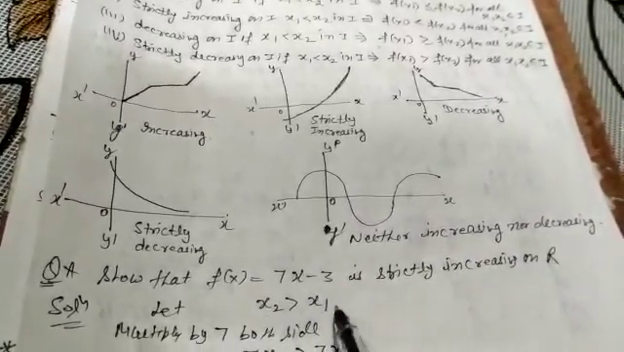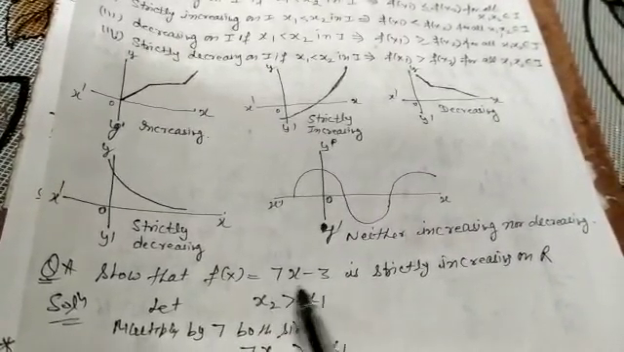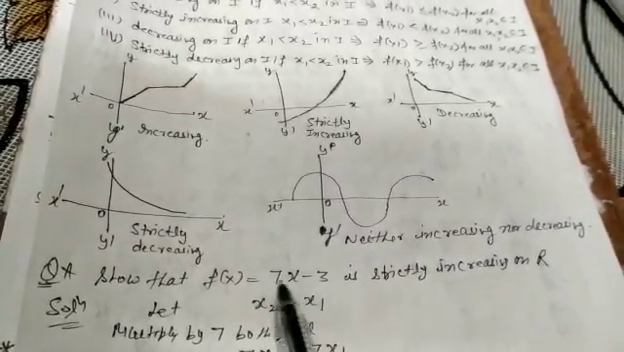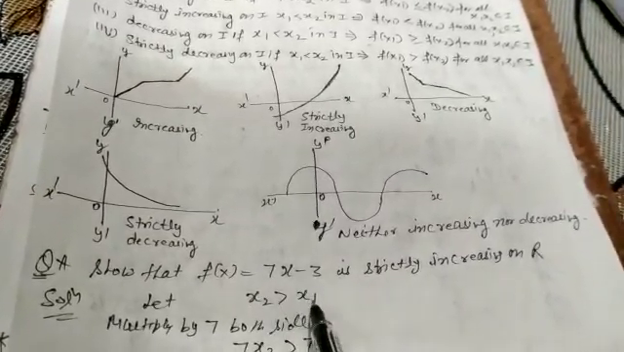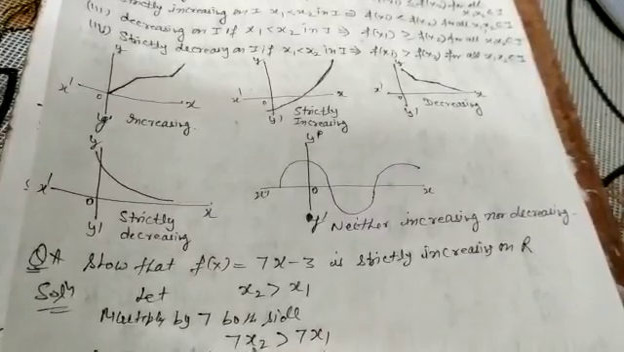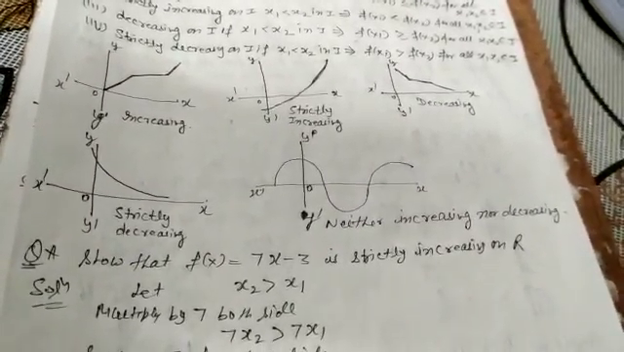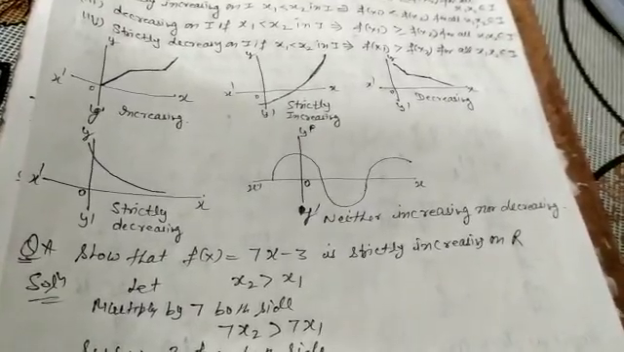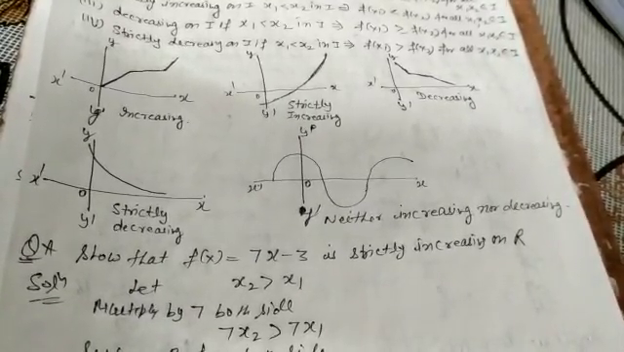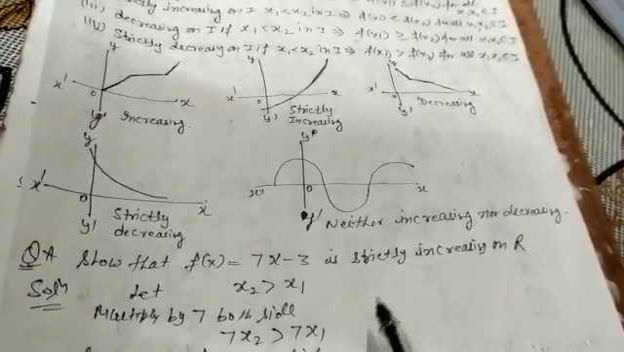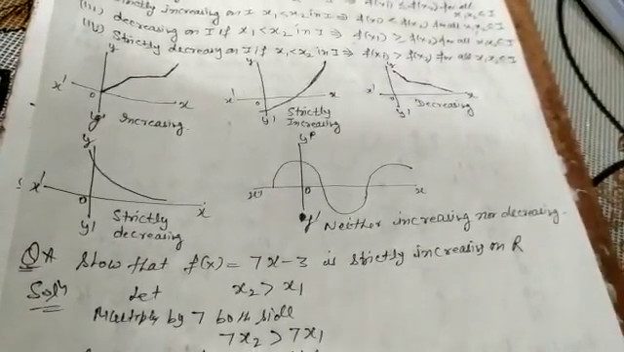Now we want to make the same function which is given in the statement. So to make the statement, we multiply this inequality by 7. So it becomes 7x2 greater than 7x1. Now subtract 3 from both sides. If you observe, this is the value of the function. It is called f of x2. And this is the value of f of x1.